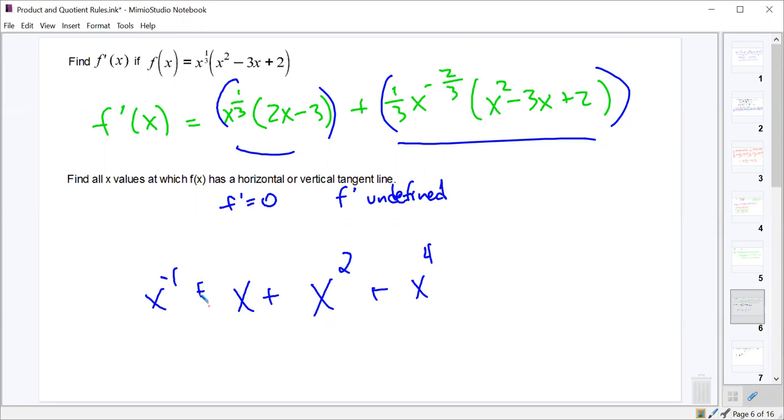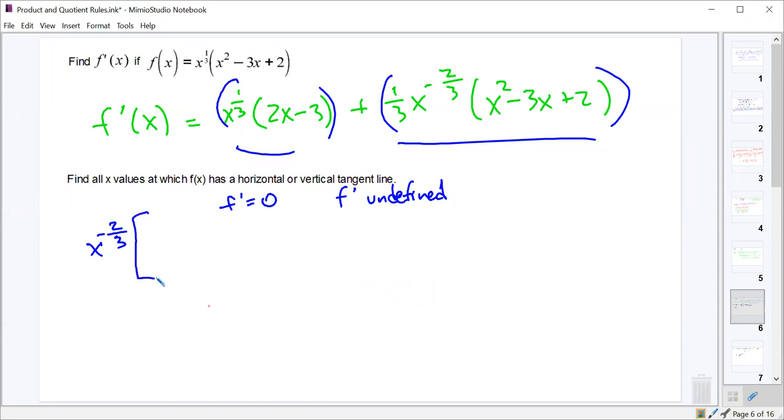Right. We always factor out the smallest exponent, don't we? So I've got an x to the 1/3 and I've got an x to the negative 2/3. So how about instead of factoring out the x to the 1/3, we factor out the x to the negative 2/3? Let's see what happens with that. So x to the negative 2/3, when I take that out of x to the 1/3, what does that become inside the parentheses?